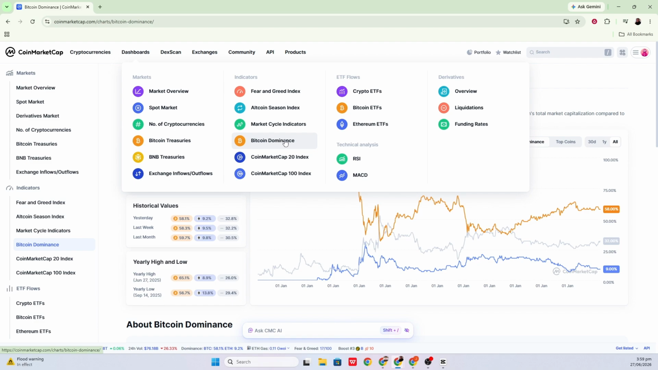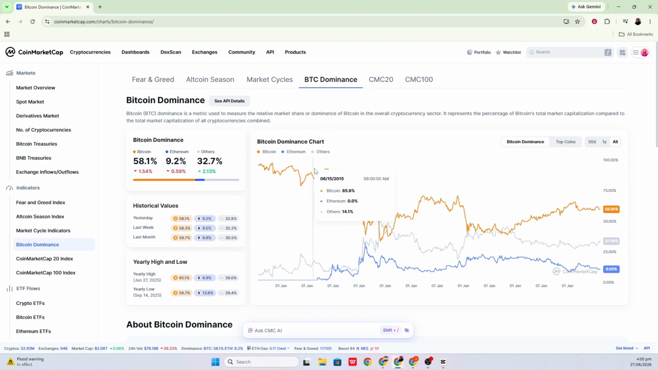From this chart, you can adjust the view by turning individual coins on or off. This lets you compare Bitcoin's market share against Ethereum, stablecoins, and other cryptocurrencies displayed in the chart.